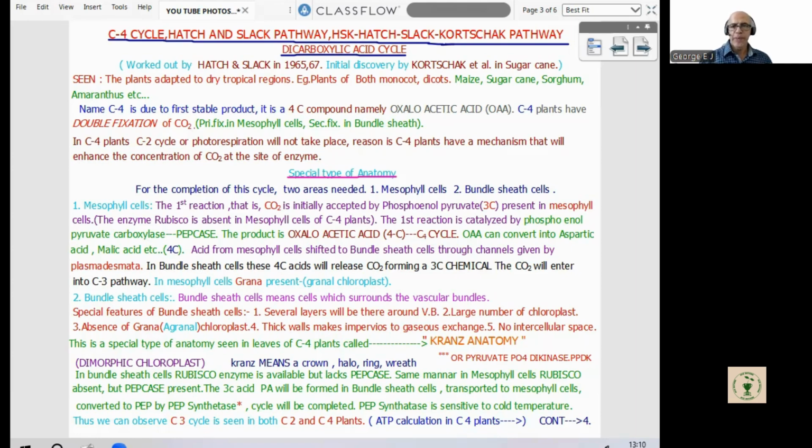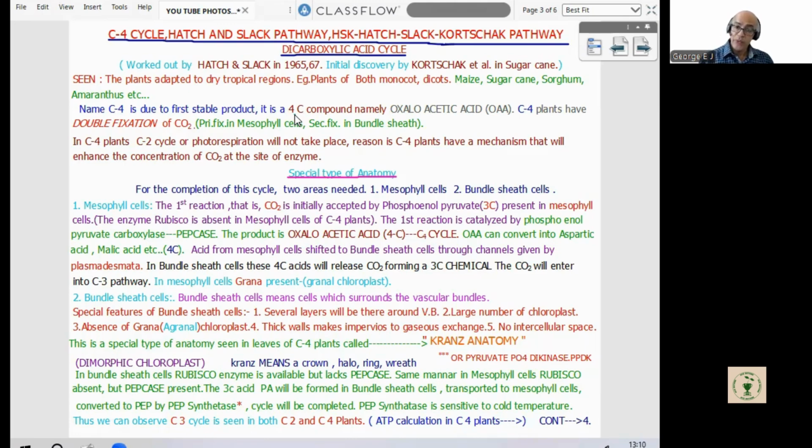Typical examples are maize, sugarcane, sorghum, amaranthus. Plants in C4 are important. An odd question will be there. And the name C4, everything written there, the name C4 is due to the first stable product, I already told you. That is a 4-carbon compound called oxaloacetic acid, OAA.